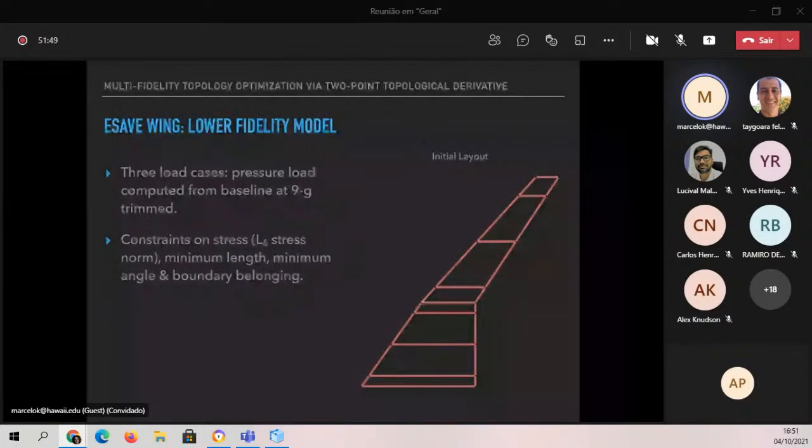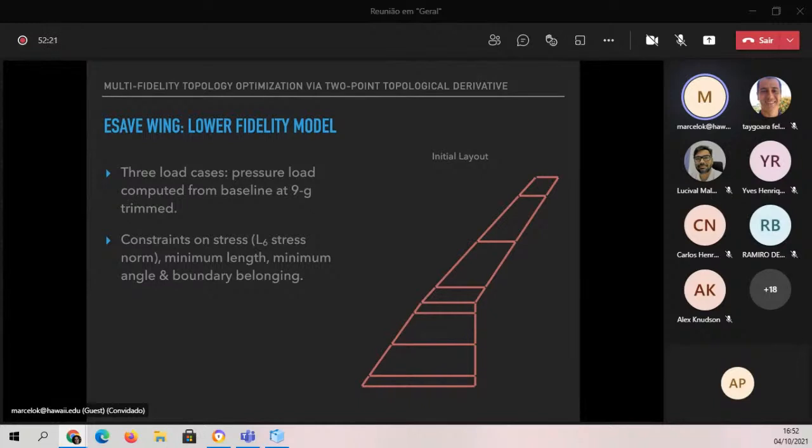And we had 2 levels of fidelity for this case, a lower level of fidelity, which is shown here and is just beams and plates. In each panel that you see there, you actually have a plate, but it's a flat plate, so it's a pure 2-dimensional model. And I apply 2 load cases, and I have constraints on stress. It's the L6 stress norm. I also had constraints on minimum length, minimum angle, and boundary belonging, so that I keep the fidelity of the geometry.